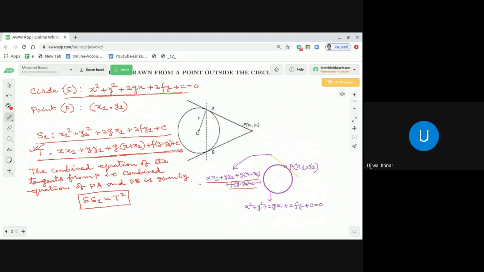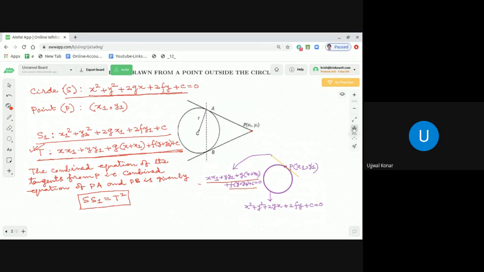That is the combined equation of PA and PB. Now, it is a pair of straight lines, so it has to be an equation of second degree in x and y, and that will actually happen, dear students. If you make SS1 equal to T square, you will get it. If you make it in a more elaborate manner, then you will get that it is a general equation of second degree.